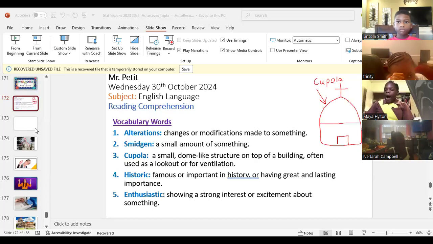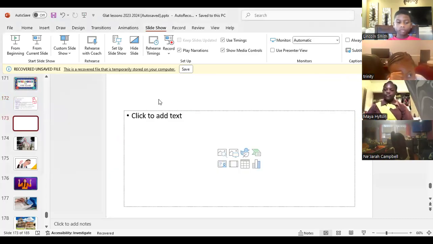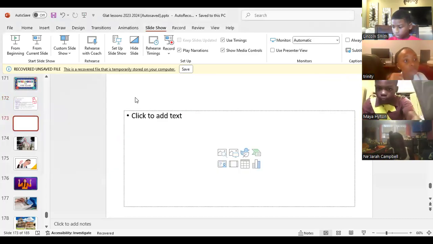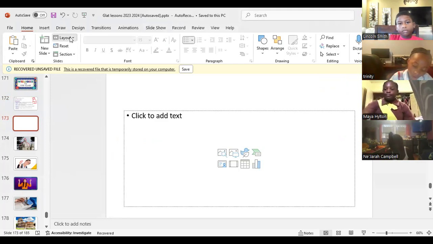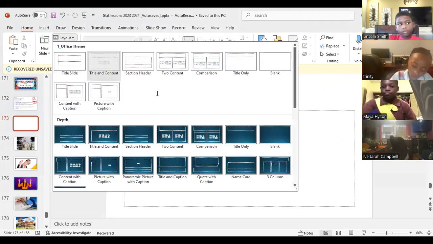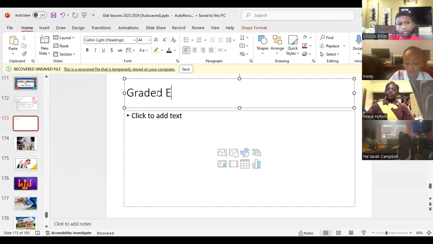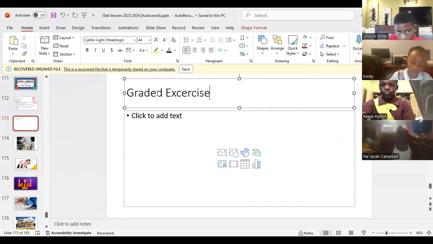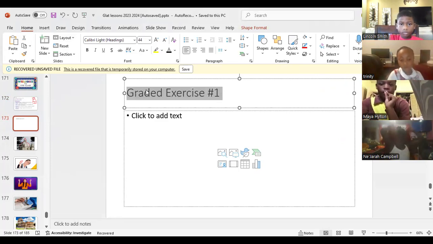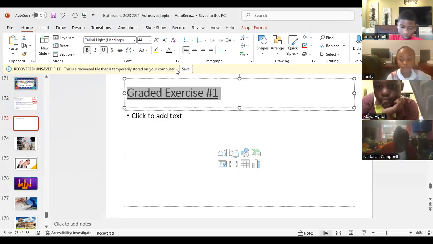So let's go on with the grammar exercise on this. Write these down in your book for me, please. I can see your screen now. You can see it now? Okay, good. Layout, grammar exercise number 1. It's going to be based off of the passage. I will put the passage inside the chat once I'm finished writing down the exercise.